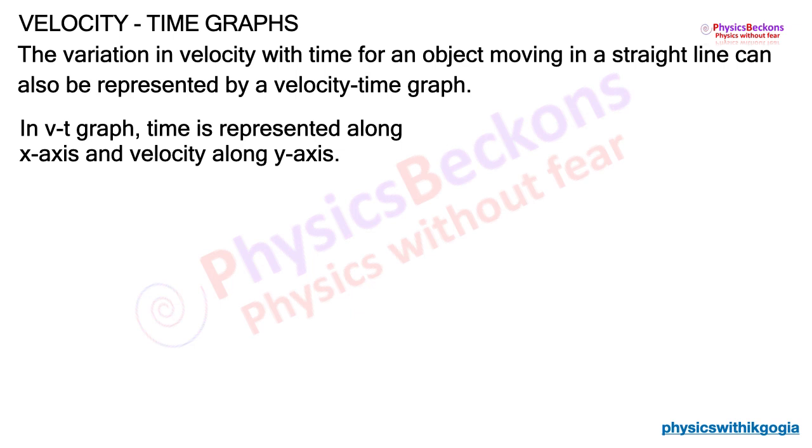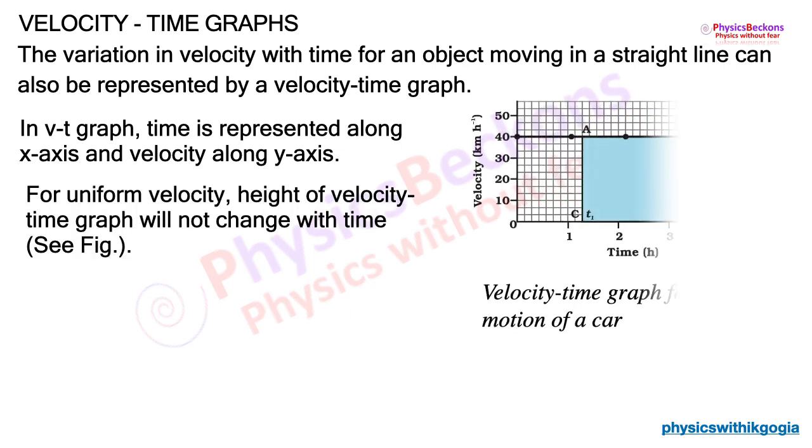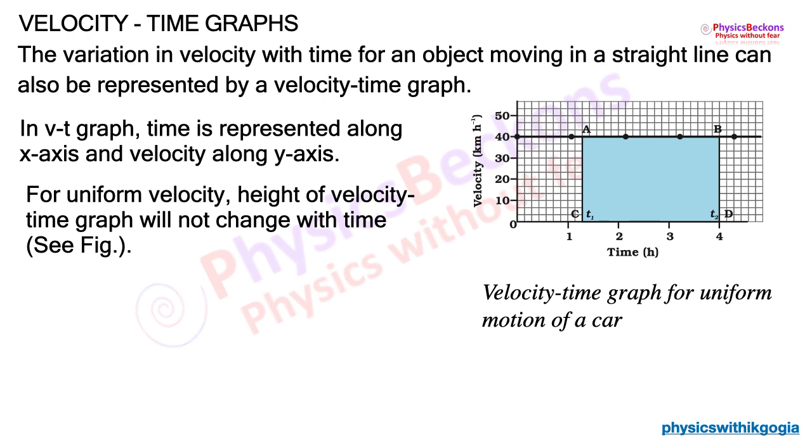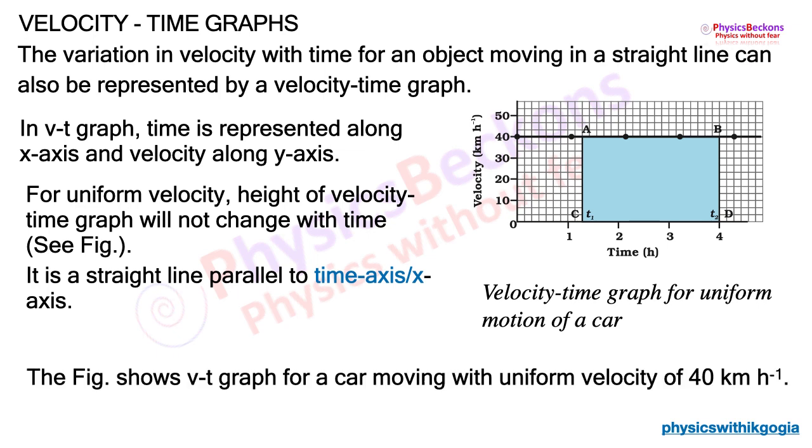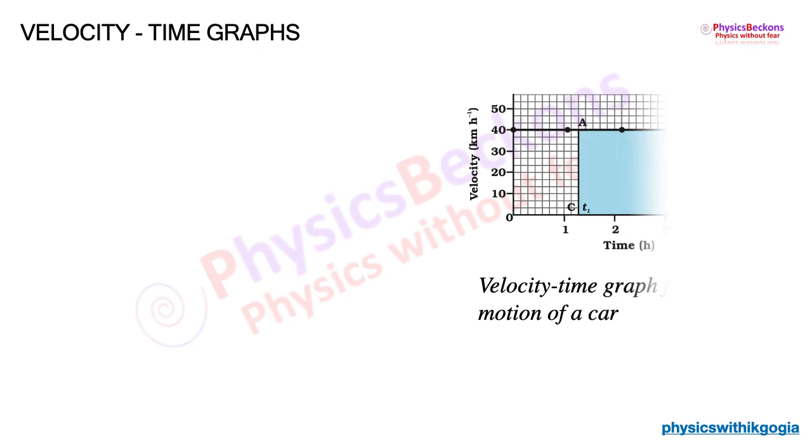For uniform velocity, the height of the velocity time graph, that is CA or DB, will always remain unchanged because the velocity or speed is not changing with time. The graph here is a straight line parallel to the time axis or x-axis. In this graph, we have represented the VT graph for a car moving at a uniform rate of 40 km per hour.